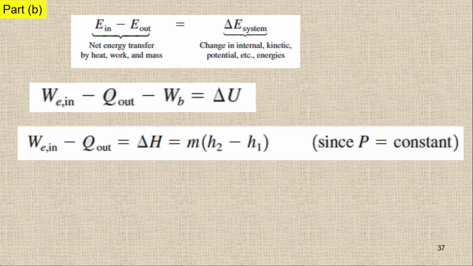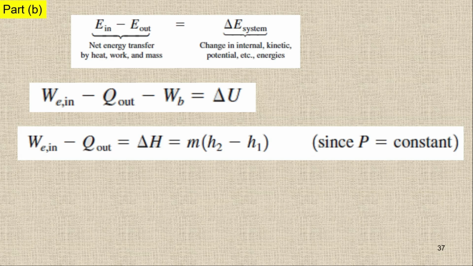So for a constant pressure process, I can combine the boundary work and the internal energy terms, and I can write in the enthalpy form, as we already proved in part A. So it's simply W electric, which is coming into the system, minus Q out, which is going out, equal to delta H, the change in the enthalpy, or I can write in terms of specific enthalpies as well. So we have H2 minus H1 times the mass. Mass is given, and then we have to find the enthalpy values.